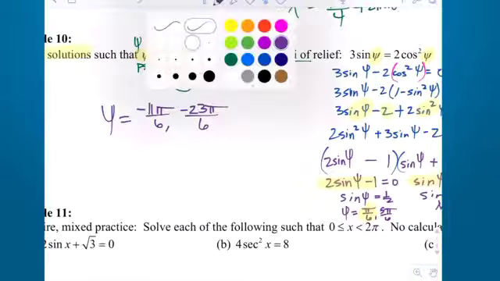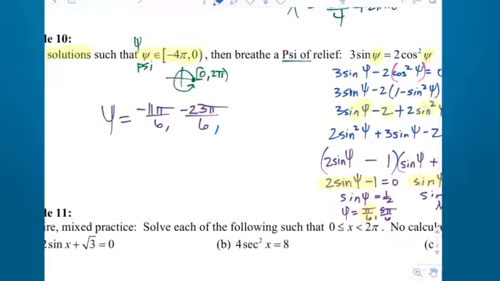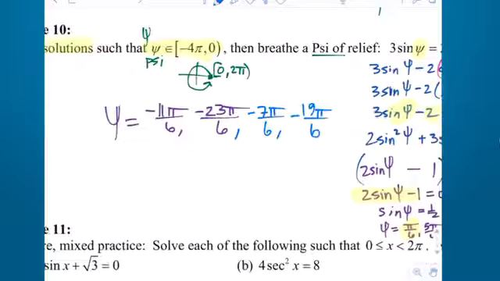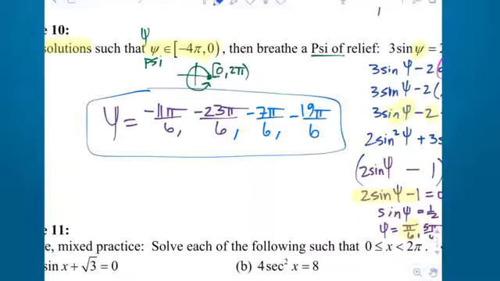And then we do the same thing for the other solution. I'll use a different flavor here. 5 pi 6, if we subtract the full rotation, 5 minus 12 is negative 7 pi 6. I do it one more time. Negative 7 minus 12, negative 19 pi 6. There you go. And so there's the 4 answers that satisfy the equation between negative 4 pi and 0.